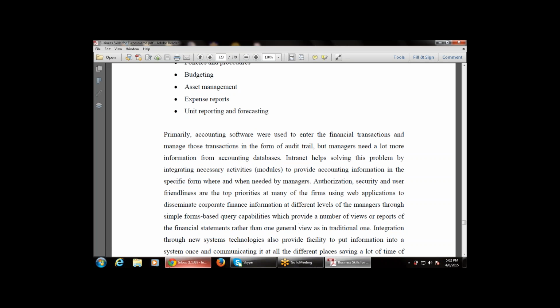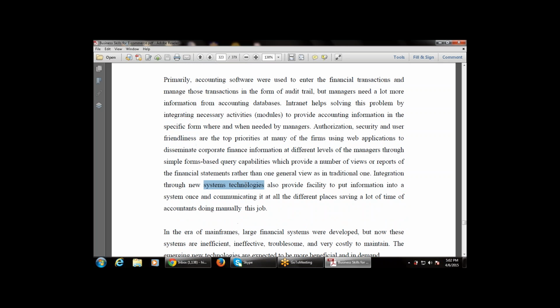So whenever the intranet is used, it provides timely and supportive information. This is one of the important new concepts that is available compared to the traditional one. Integration through new systems technologies also provides the facility to put information into a system once and communicate it to all the different places, saving a lot of time for accountants who would otherwise do this job manually.